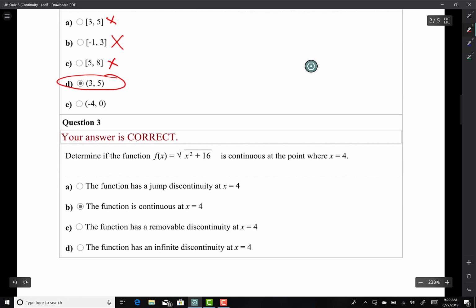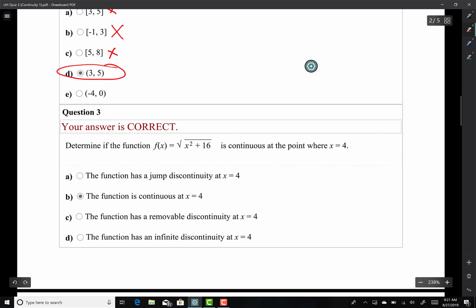Determine if the function f of x equals square root of x squared plus 16 is continuous at the point where x equals 4. Yes. Look, without even doing anything, guys, you have x squared plus 16. That is always greater than or equal to 0. So this will always be continuous no matter what. So letter B.